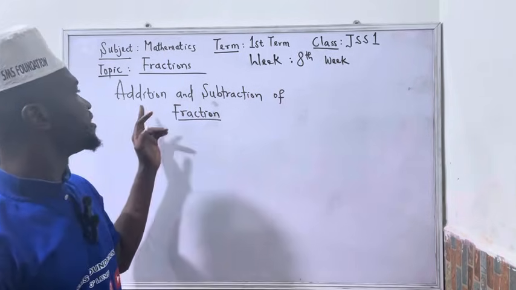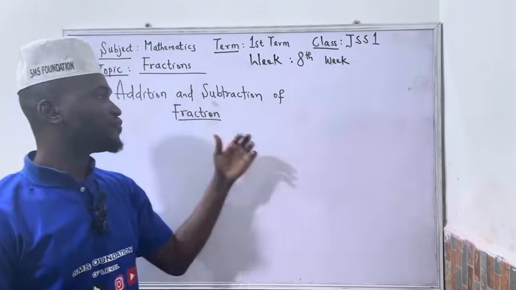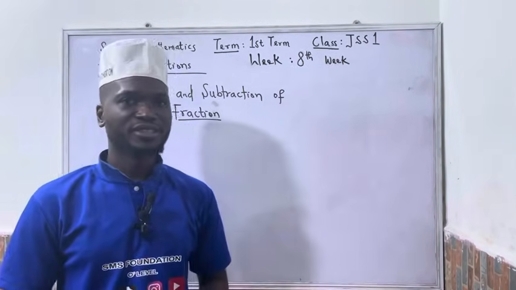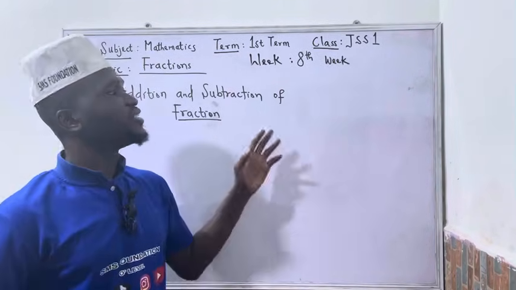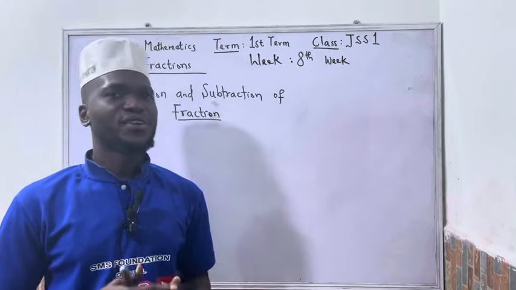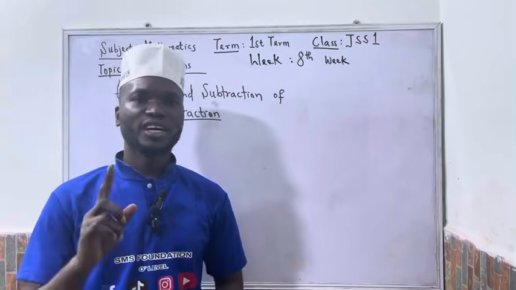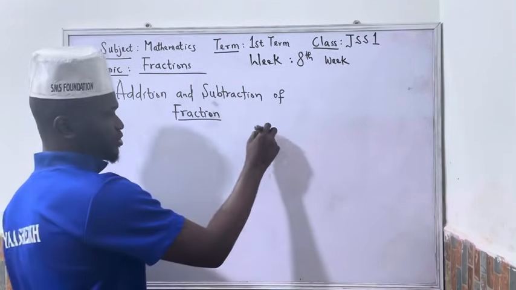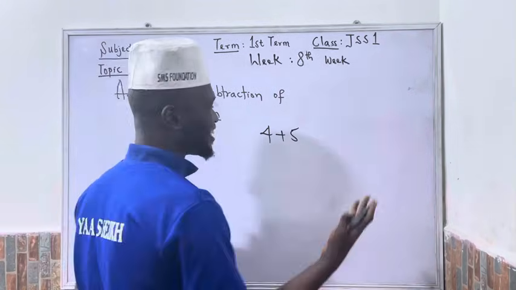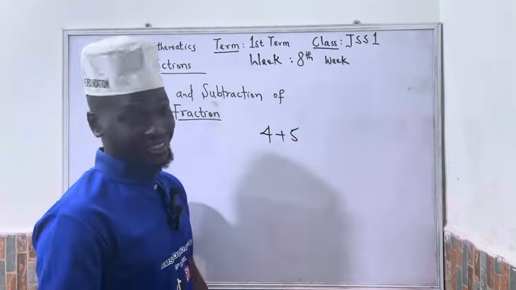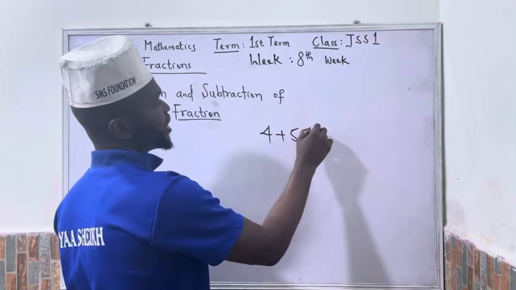Here we have addition and subtraction of fractions. Like I promised in the last video, we are going to enter into addition and subtraction of fractions. The way you add whole numbers, like 4 plus 5, is just a direct arithmetic addition. So 4 plus 5 will just give you 9.